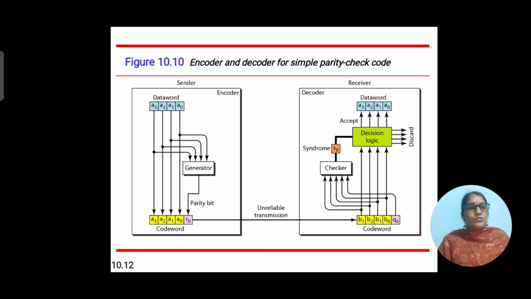Then it goes through an unreliable transmission to the code word, in which we have B3, B2, B1, B0 and Q0, which goes to the checker. It checks, and then goes to decision logic, where it takes the decision whether the received message is accepted or not. When it says valid, then it accepts the message and goes to the data word, that is A3, A2, A1 and A0. If it is invalid, then it goes to discard.